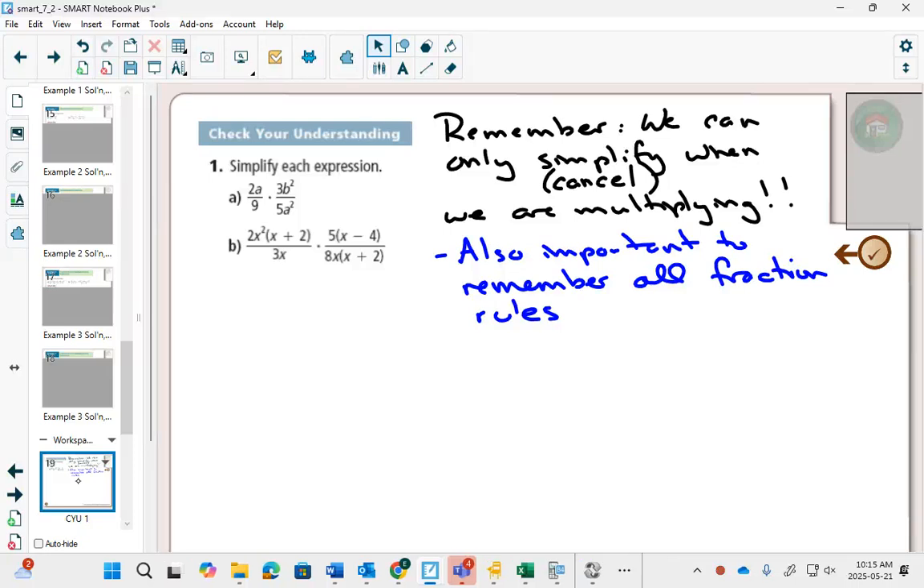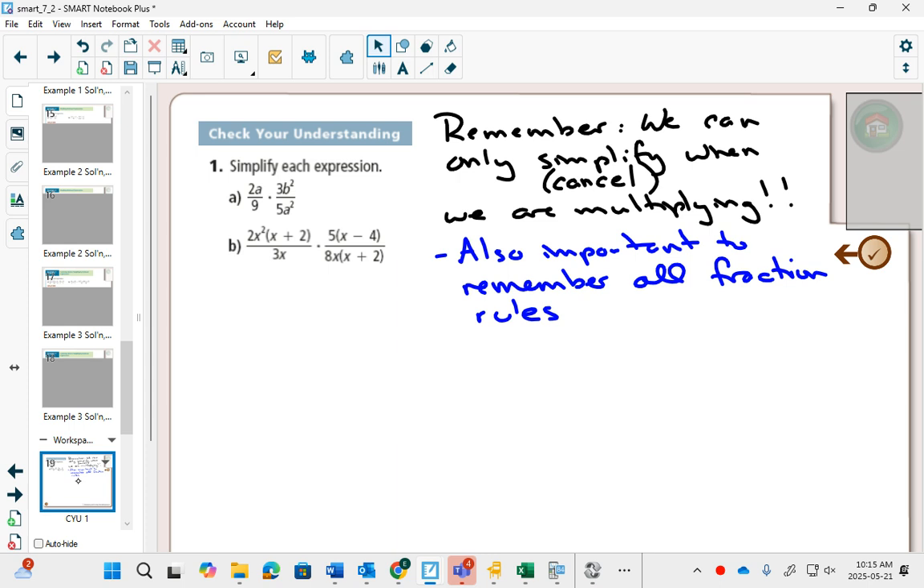So a couple important notes. I wrote them down. Maybe you want to write them down to remember. So this is going to be very important, and the main reason that we always factor first. These ones are already factored for us, so it doesn't come into play. But we can only simplify or cancel, sometimes we say that word, when we're multiplying.